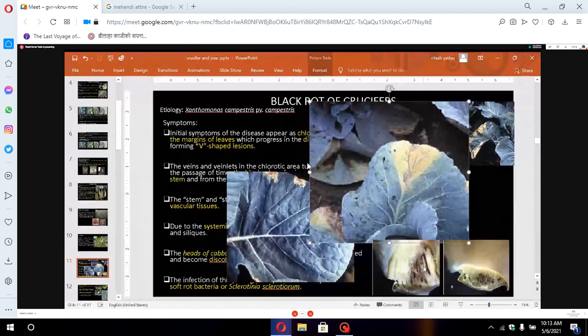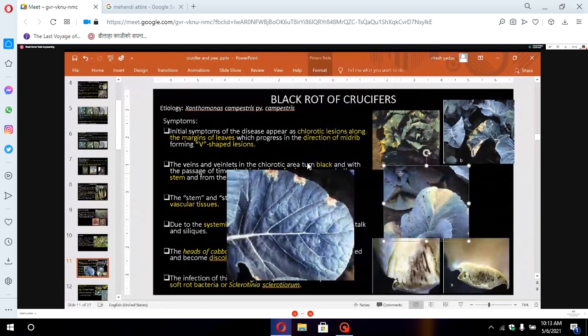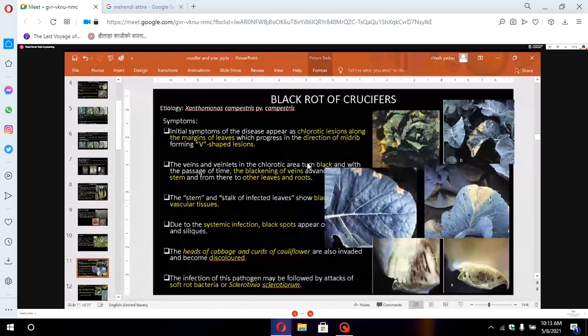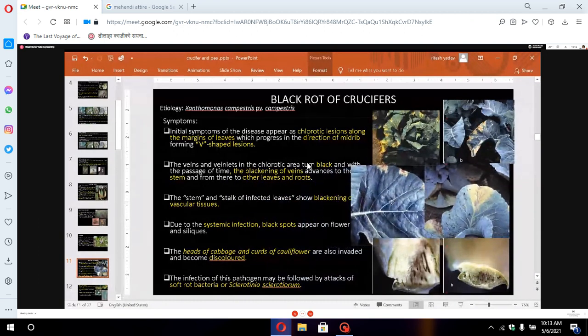So that discoloration may be a very advanced stage. And then, if you take the whole leaf, the blackening of the petiole, or the vascular discoloration, is very prominent. So these things should be taken into mind while diagnosing black rot of crucifers. So blackening of veins and veinlets are very prominent. And blackening of vascular tissues on the stem, on the petiole, on the stem of infected leaves is very important, and this is a vascular pathogen.